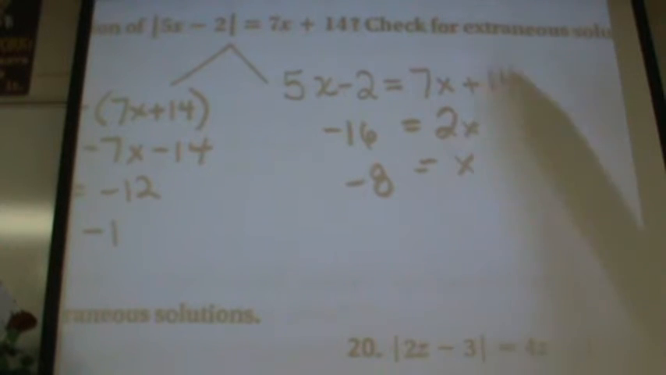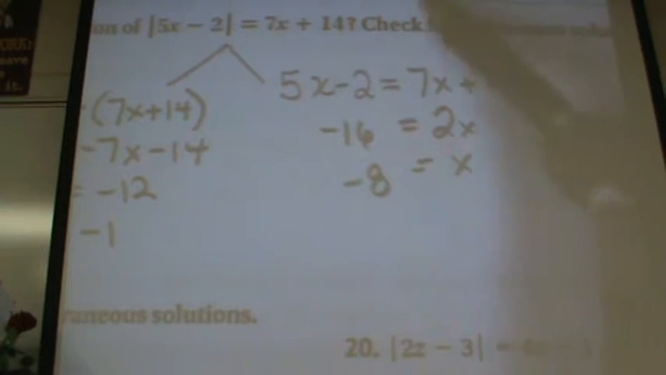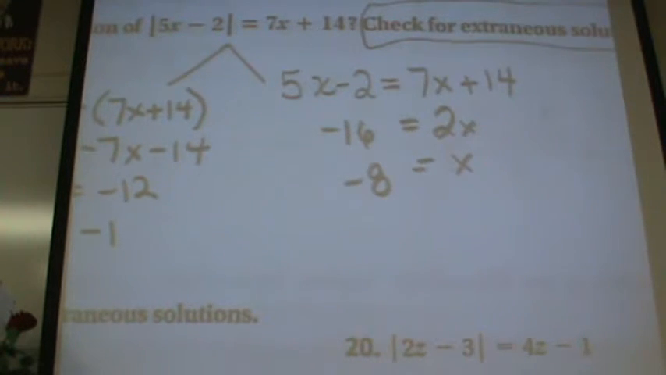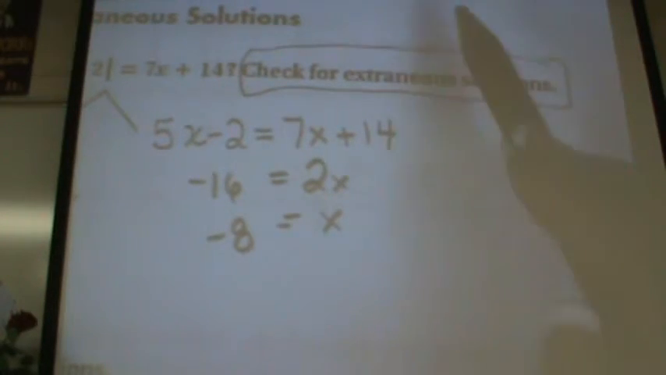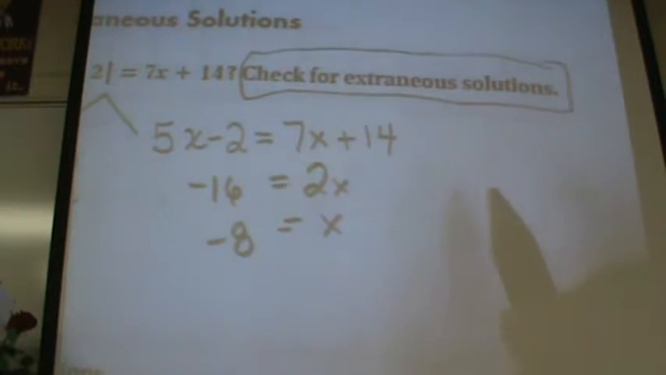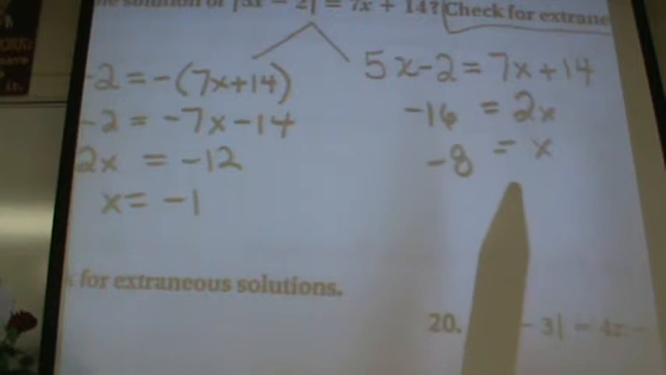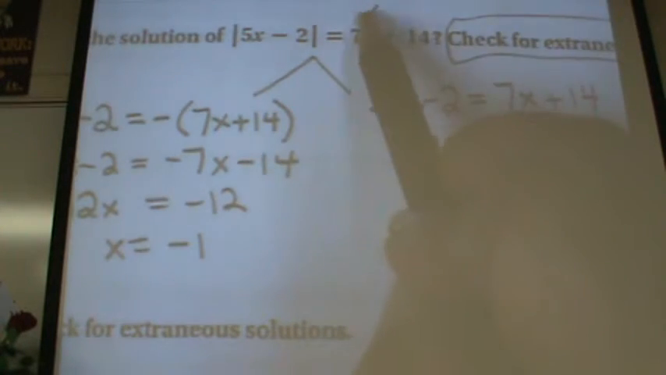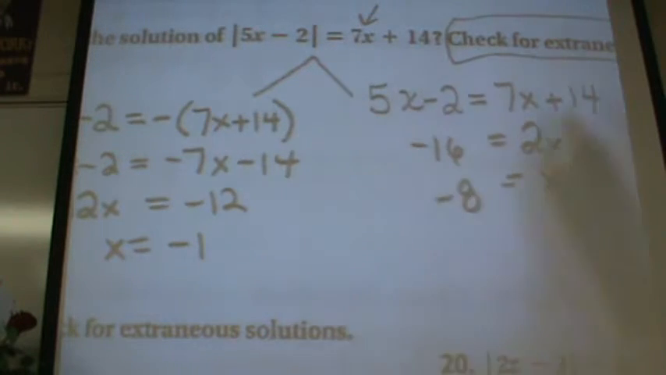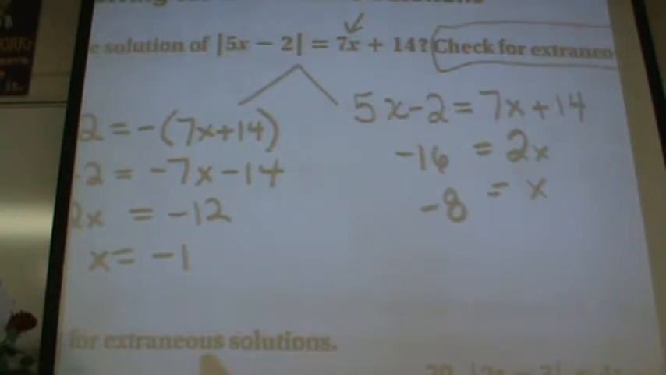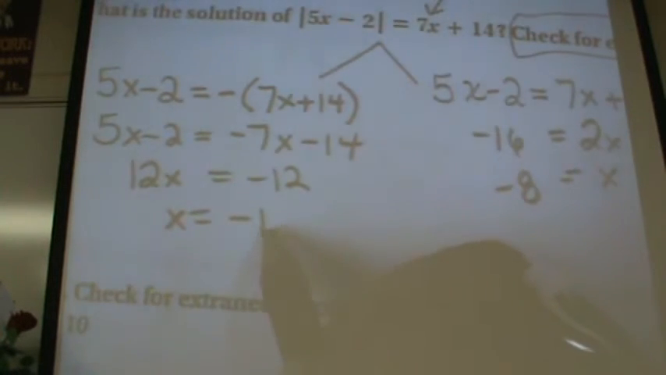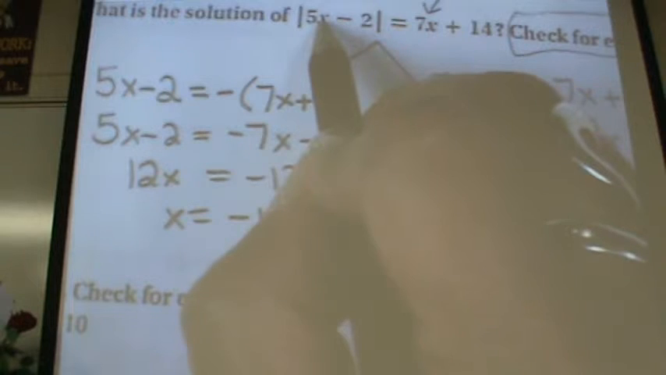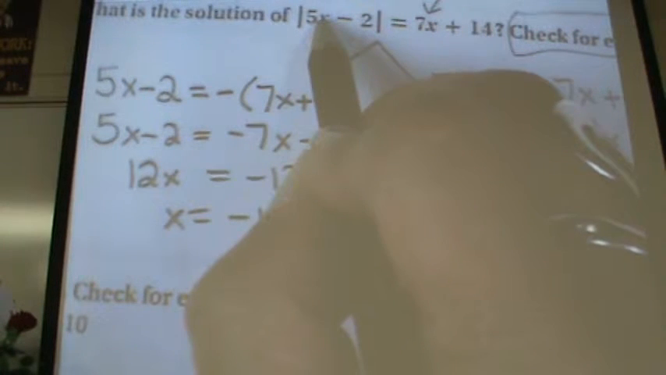Now, what you want to do is check for extraneous solutions. The reason you might have a false answer, where one of these two might not work, or both might not work, is because you have a variable on this side. Only with these problems do you have to really check to make sure that some of these answers are not false. Let's check. If I put a negative 1 right here, what is 5 times negative 1?